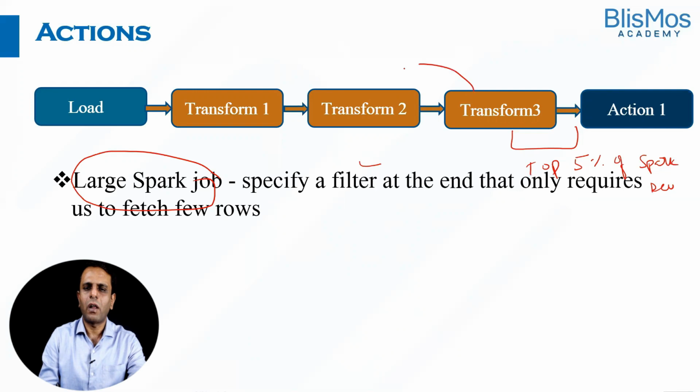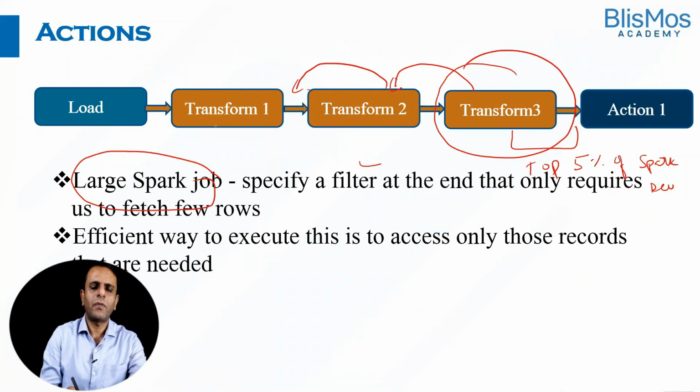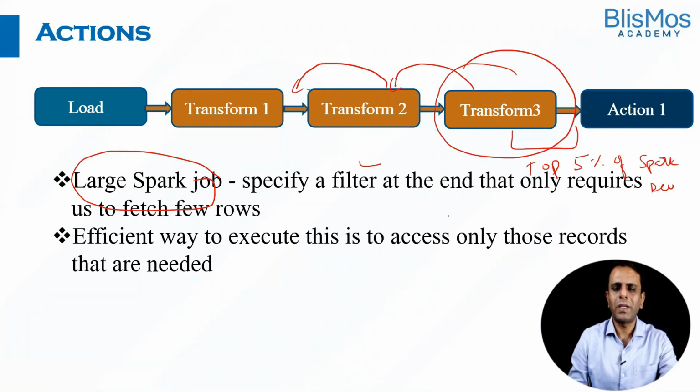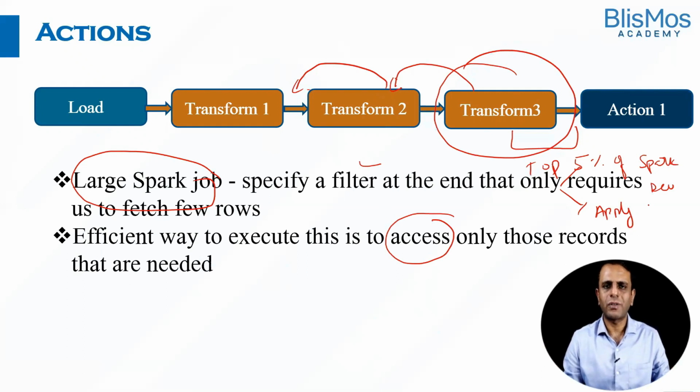Prior to that, we have already applied one transformation. So there is a final filter here. Ideally, what needs to happen is, instead of applying all the transformations for all the rows and then filtering from there, the ideal way is to only access these 5% and try to apply the transformation. That is the ideal way. So it will save a lot of resources and also time.